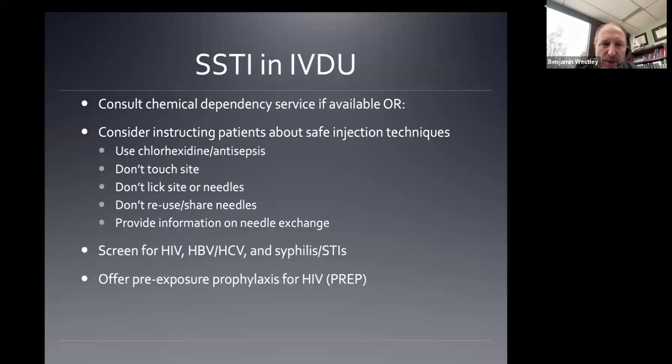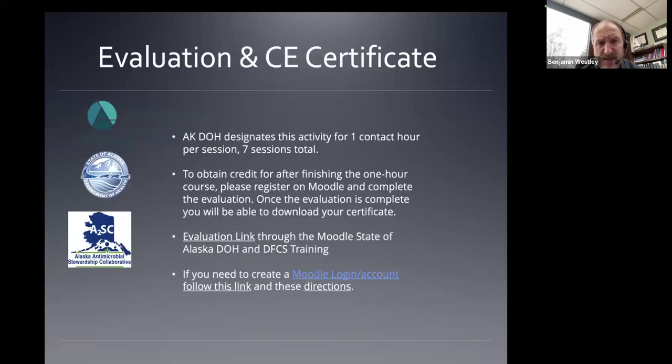Injecting drug users should be offered pre-exposure prophylaxis for HIV, although I'll admit the uptake is very poor for that right now. And if they're using opiates, a naloxone rescue kit is important because it saves lives.